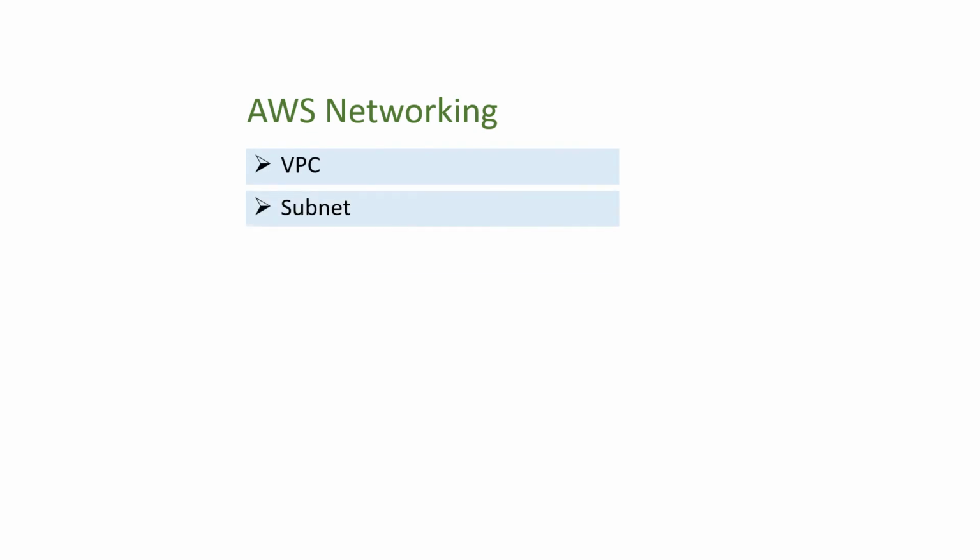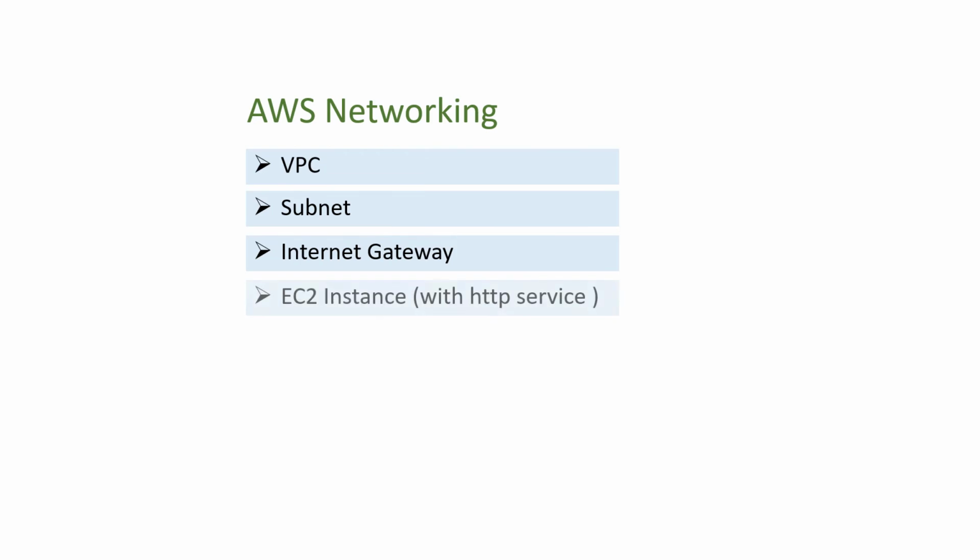Hello everyone. In this session, we are going to see AWS Networking Lab. In this one, we're going to create a VPC, Subnet, Internet Gateway, and EC2 Instance with HTTP service.